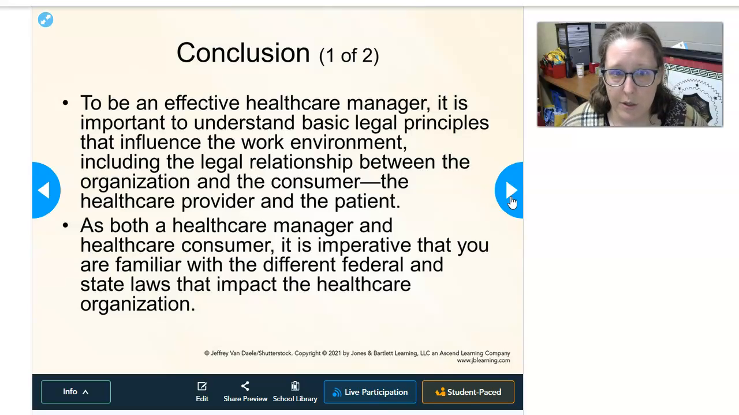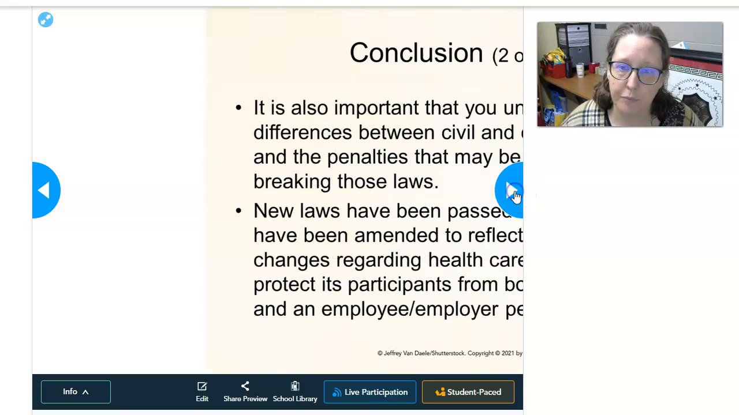So in conclusion, to be an effective healthcare manager, it's important to understand all these basic legal principles that can influence the work environments, including the legal relationship between the organization and the consumer. As both a healthcare manager and a healthcare consumer, it's imperative that you're familiar with the different federal and state laws that impact a healthcare organization.